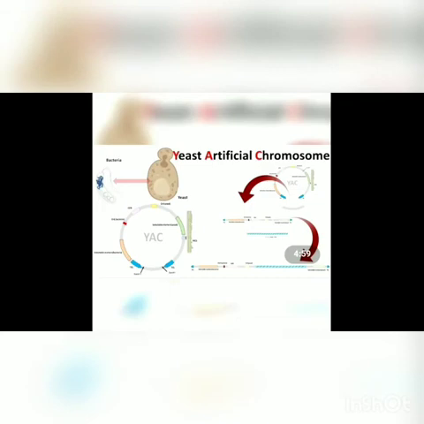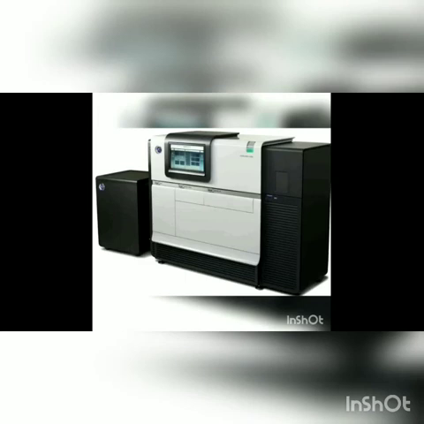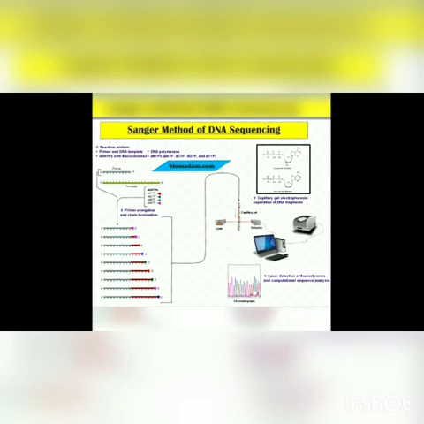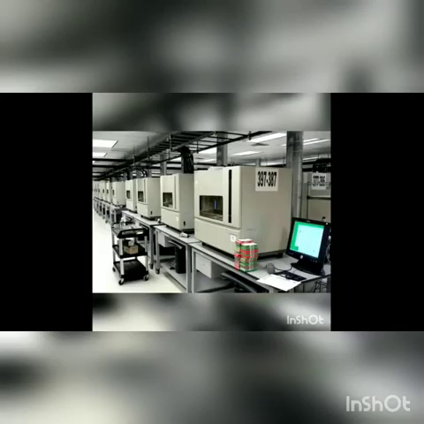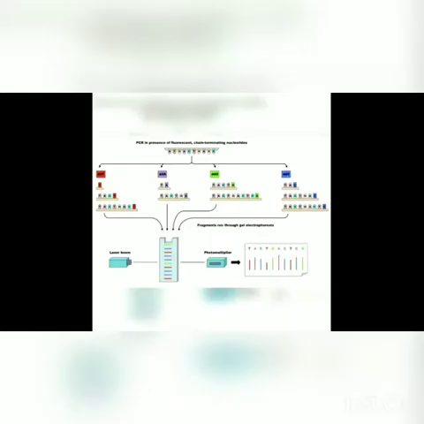The fragments are sequenced using a DNA sequencer, which was developed by Frederick Sanger. We can call it a Sanger sequencer. The sequences are then arranged based on a few overlapping regions using specialized computer-based programs. So with the help of these specialized computer-based programs, they can sequence the overlapping regions.